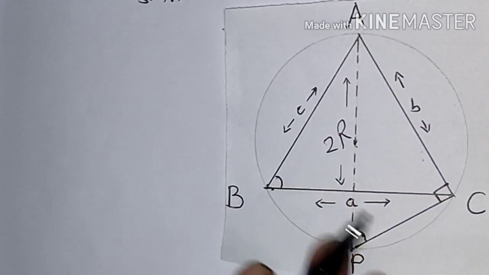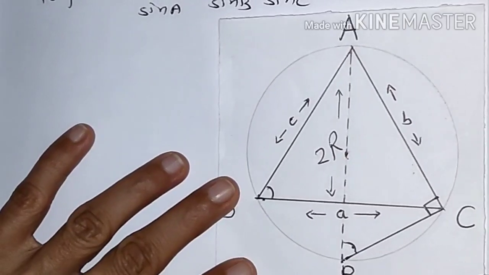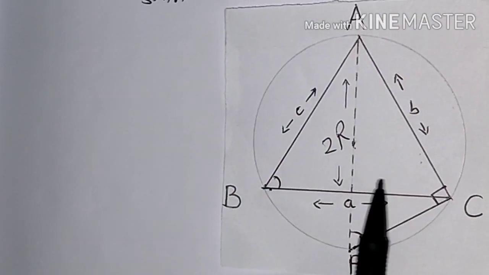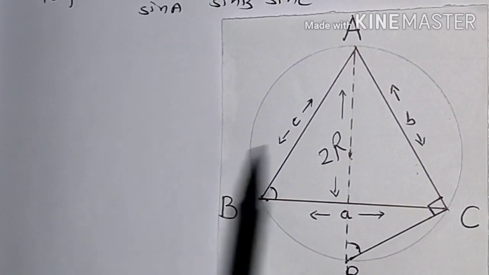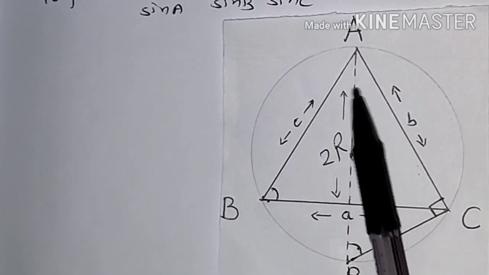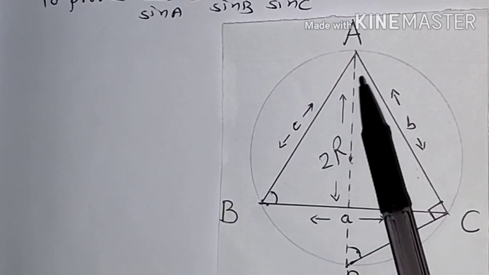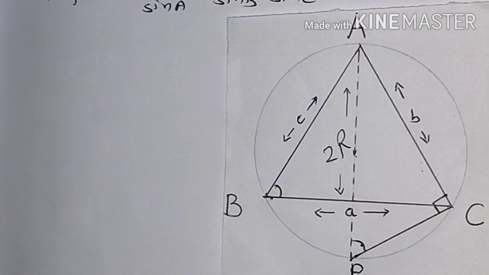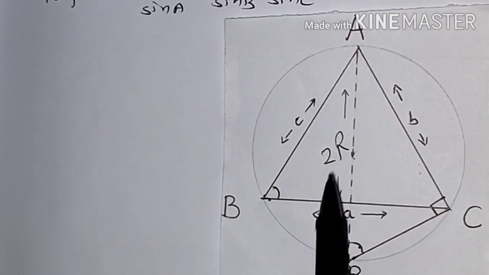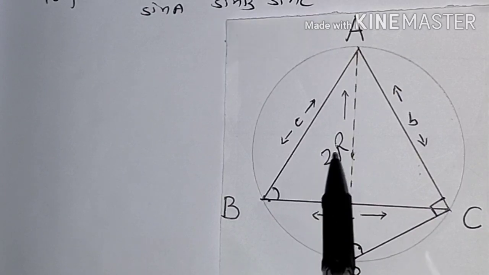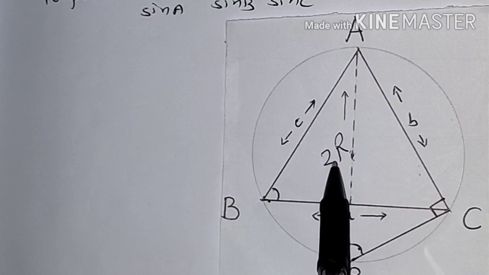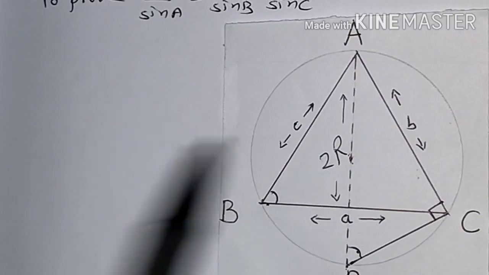So let's consider circumcircle, that is the circle passing through the vertices of the triangle. So we have this triangle ABC, we have considered circumcircle, and here we have considered diameter AP. Length AP is equal to 2R, twice of the radius, and the radius of the circumcircle is denoted by capital R. So length AP is equal to 2R.